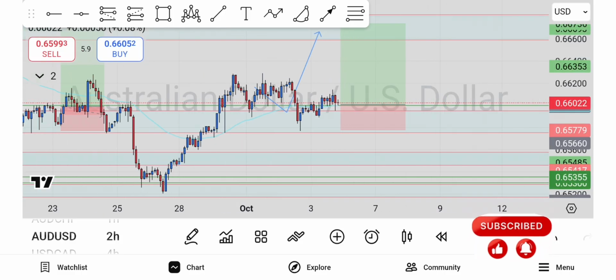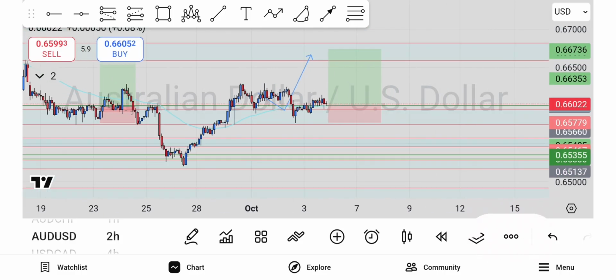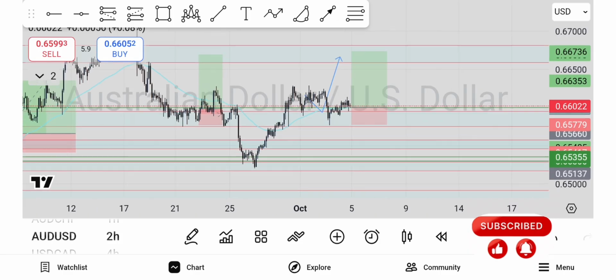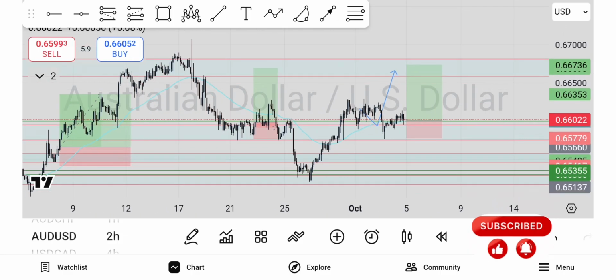So we're expecting this AUD USD to go bullish. So this is it for AUD USD.